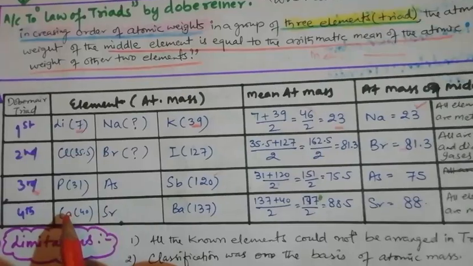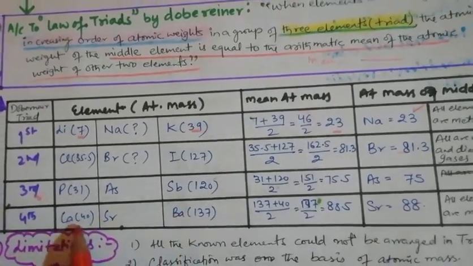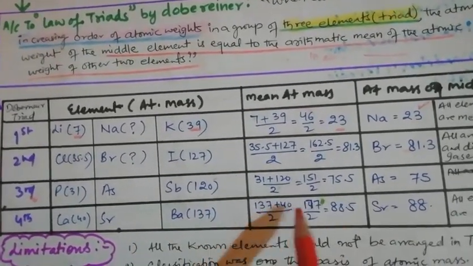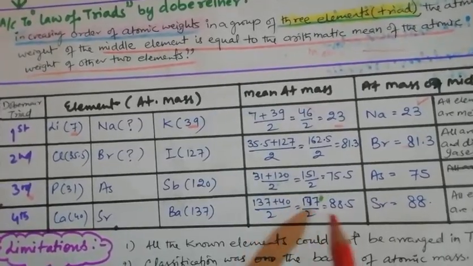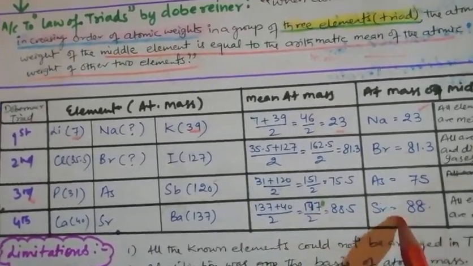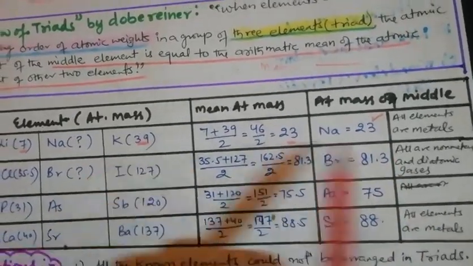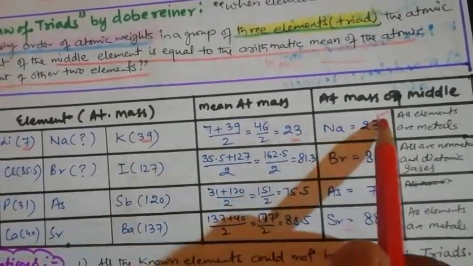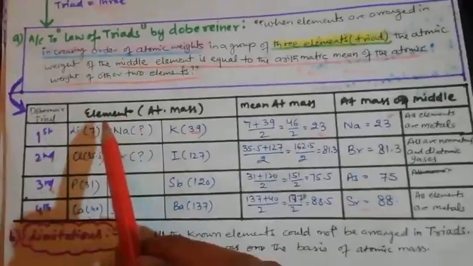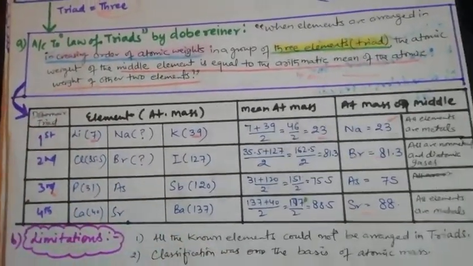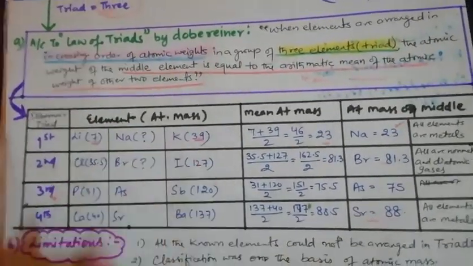In this way, calcium, strontium, barium: calcium 40, barium 137, sum 177, upon 2 is 88.5. So at about 88, strontium is there. So here also the relation is there. All elements are metals. Here all elements are non-metals and diatomic gases. Here all elements are metals. Because of that, it proved that this classification works to a little extent.